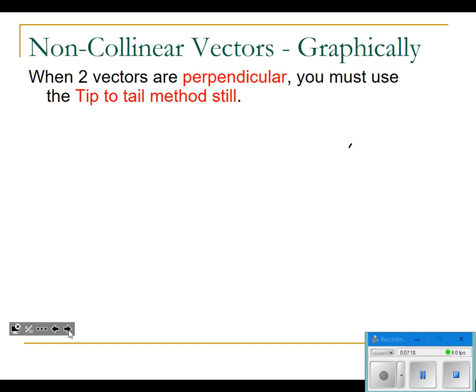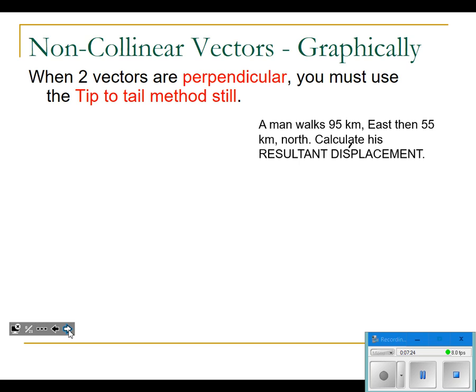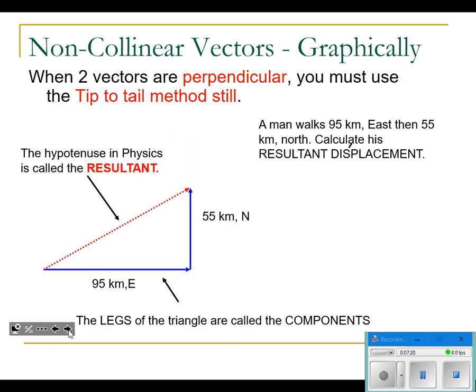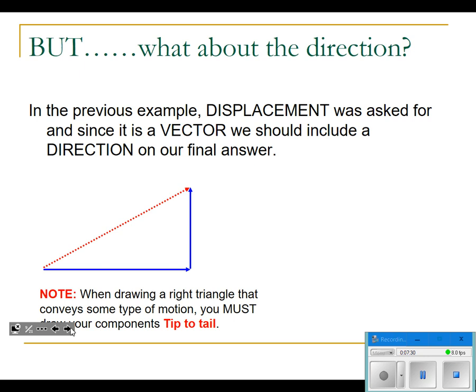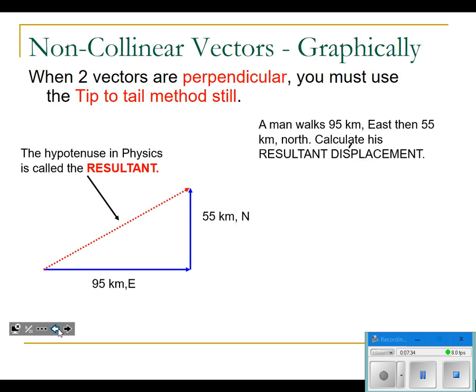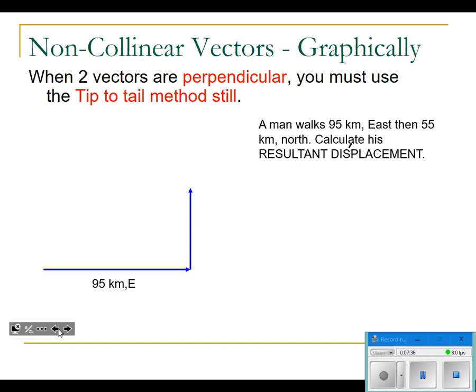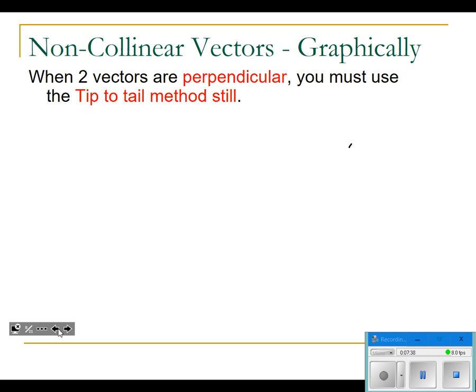When I have non-collinear vectors, this one's talking about them graphically, but really whether you're doing it graphically or mathematically, you do it the same way. The non-collinear ones are where we have vectors that move perpendicular to each other instead of moving on the same line.